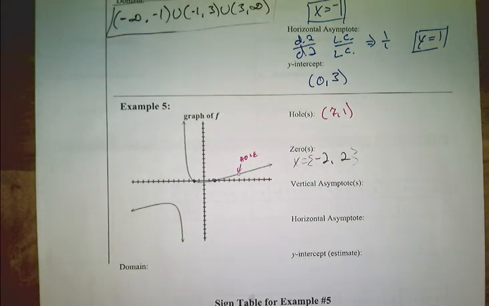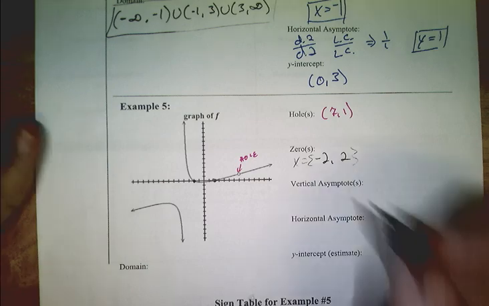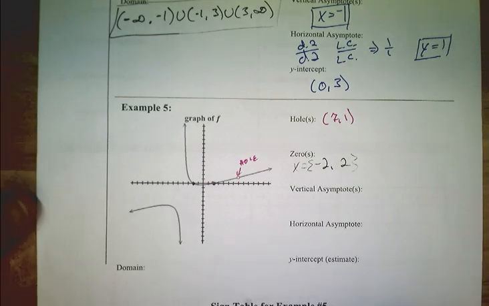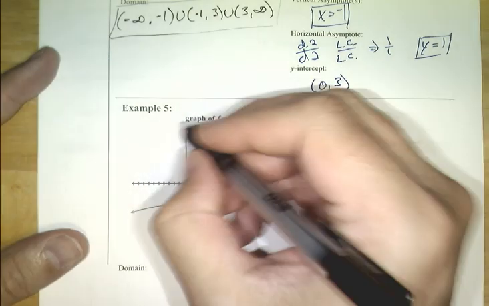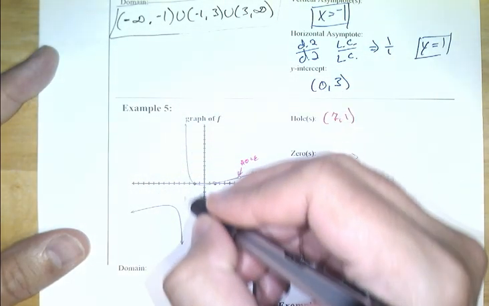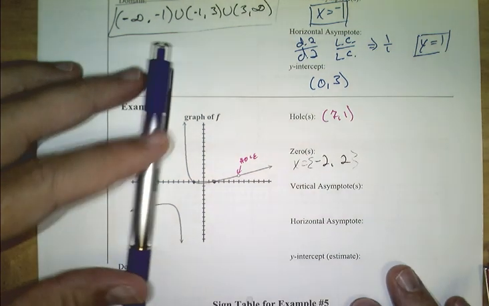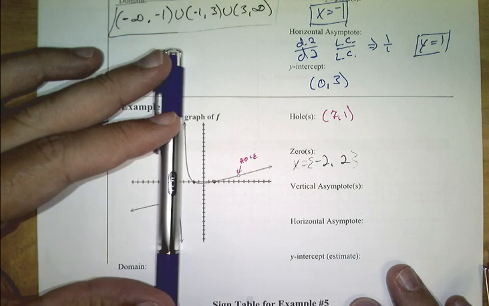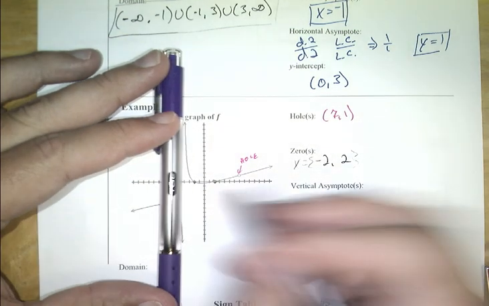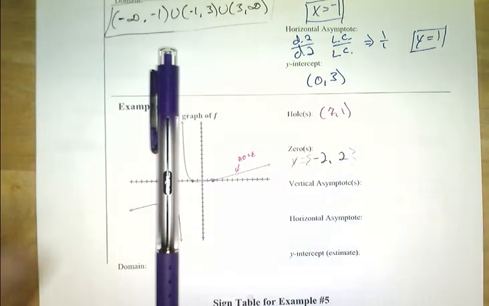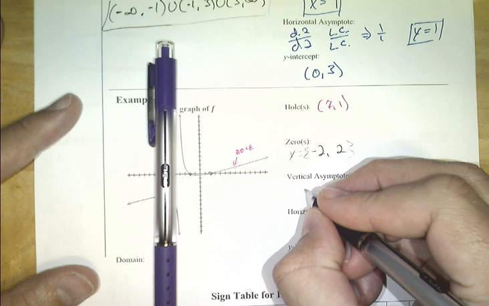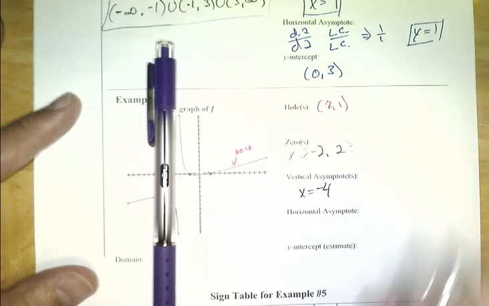Okay, next up is the vertical asymptote. It looks like there's a vertical asymptote right in here somewhere. See if I can get an eye on it. It looks like it's right there at negative 4. So we have a vertical asymptote at x equals negative 4.